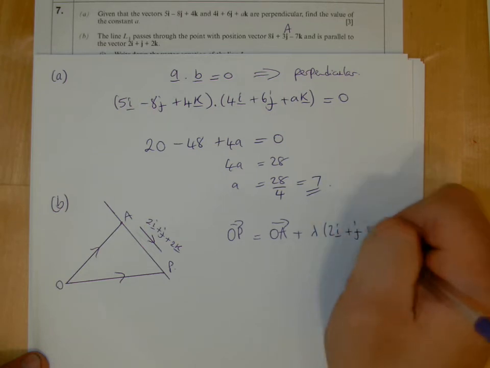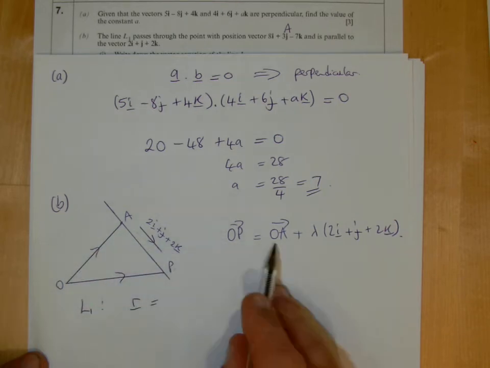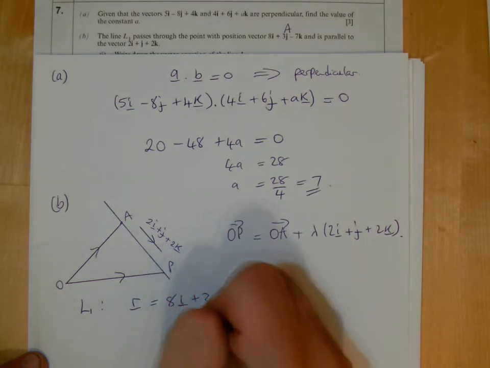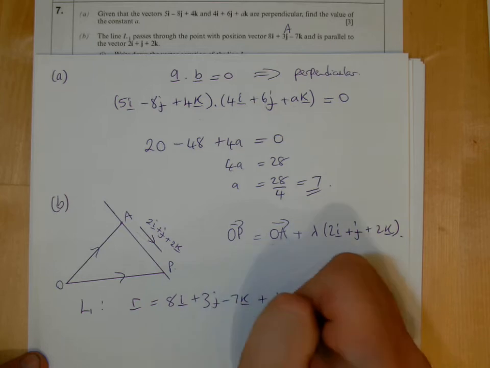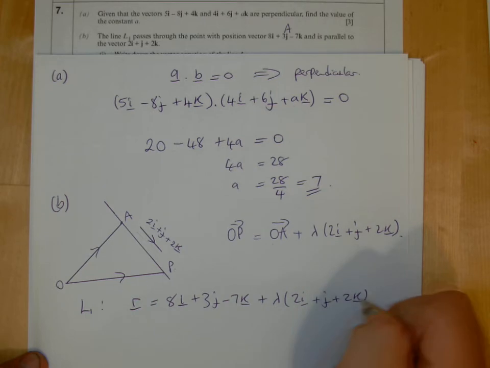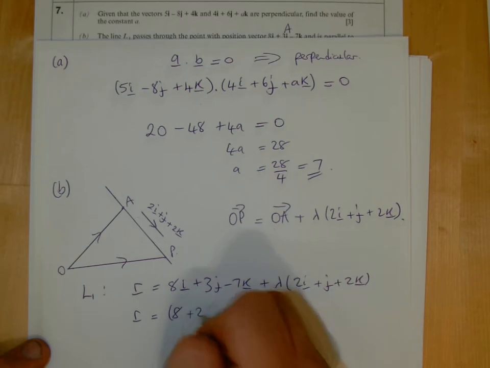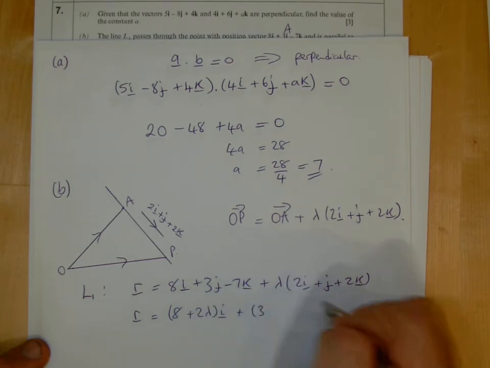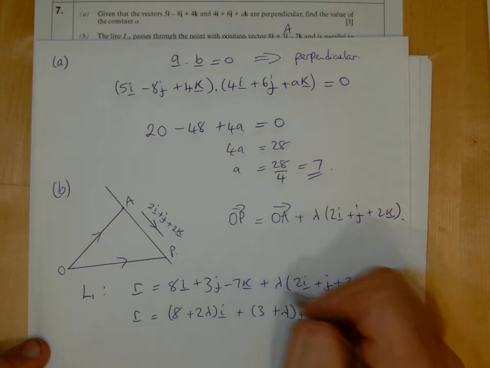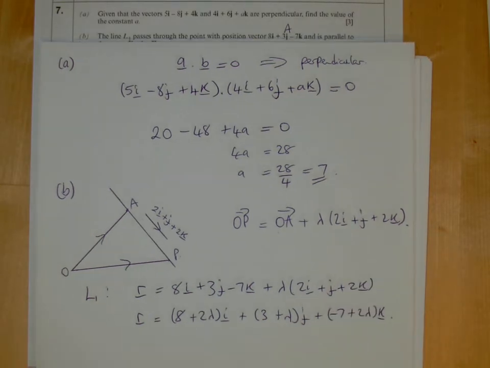So quite simply, to get the vector equation of L1, we call it r, of course. It'd be O to A, which is this point on the line, 8i plus 3j minus 7k, plus lambda of this direction, 2i plus j plus 2k. And then I would group the i's together, so we've got 8 plus 2 lambda i, group the j's together, 3 plus lambda j, and then group the k's together, minus 7 plus 2 lambda k. Alright, we've got our line L1.